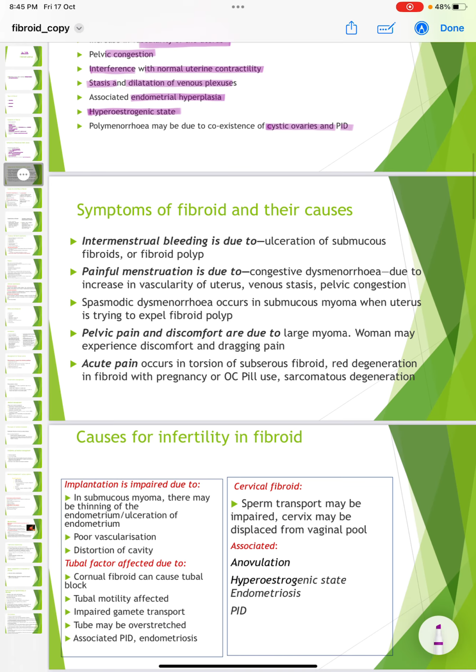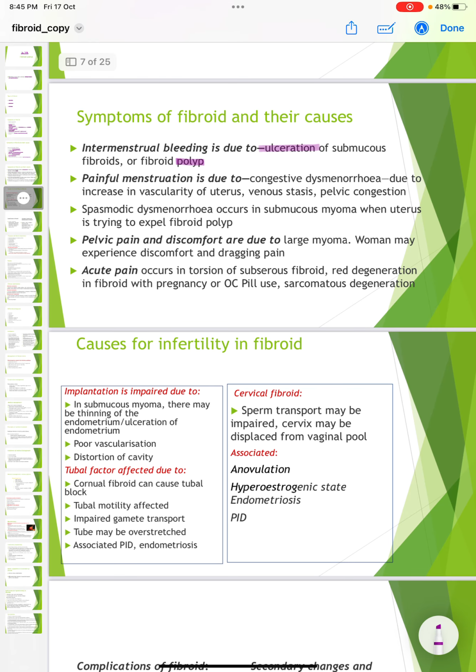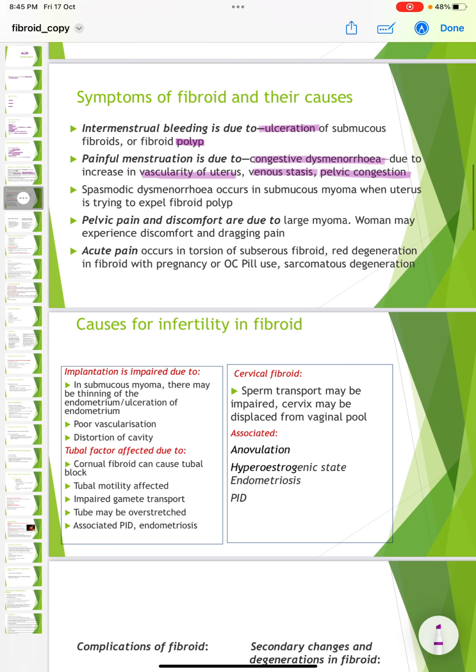We get intermenstrual bleeding due to ulceration in the submucous fibroid or because of polyp. Pain occurs because of congestive dysmenorrhea, increase in the vascularity of uterus, venous stasis, and pelvic congestion. That is congestive dysmenorrhea. Whereas spasmodic dysmenorrhea is because of submucous myoma, where uterus tries to expel the fibroid polyp.